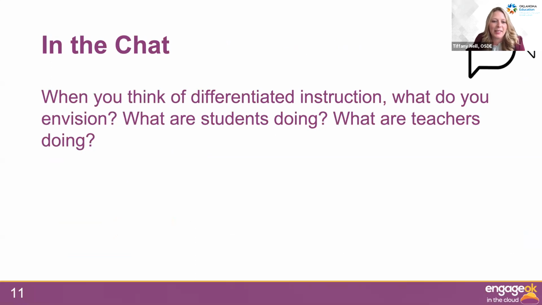So the question we would like for you to answer to start us out on a good foot today is related to the topic of the session. If you'll take just the next minute or so and respond in the chat box to this question: When you think of differentiated instruction, what do you envision? What are students doing? What are teachers doing? Just take a moment to respond there in the chat box to this prompt for everyone who is able.